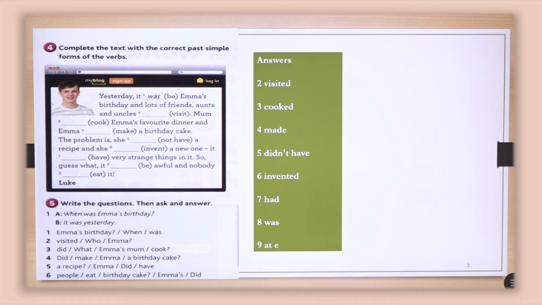Now, in exercise 5, you're going to put the sentences in order. Then you're going to answer. You have the answers in the text that you just filled about Emma's birthday. So first, put the questions in order, and then you will answer them. Take some time.